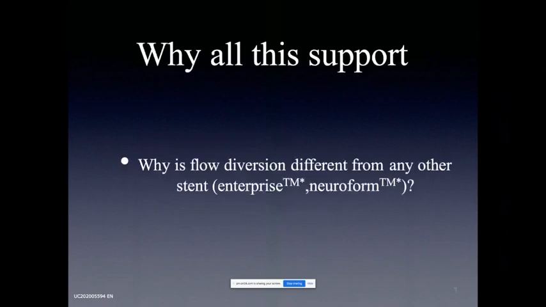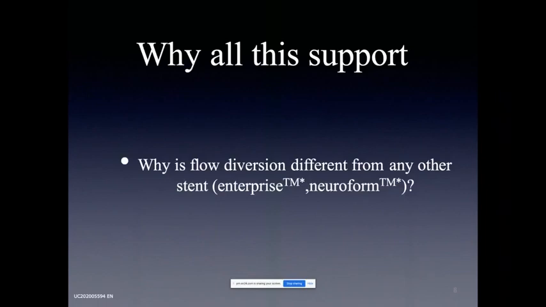And this is why. The flow diversion stents are completely different from the other stents that you may be playing with. So why is that? What's different about Enterprise and Neuroform and Atlas, Solitaire, whatever else you've been doing, versus Pipeline? Everyone just think about that for 30 seconds. What is the difference between Pipeline and basically everything else here?